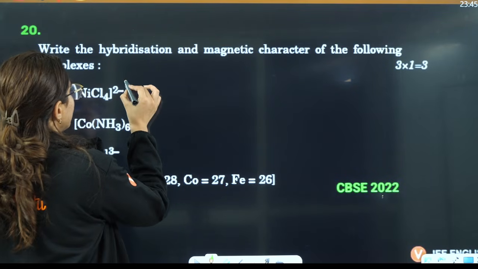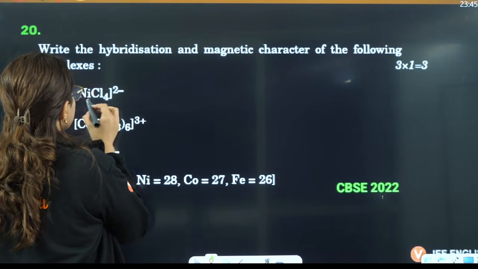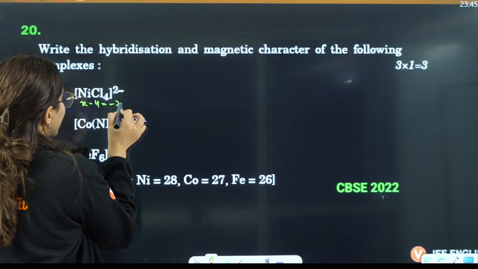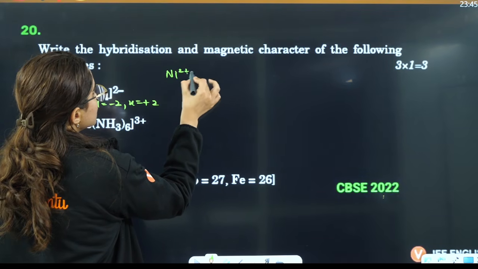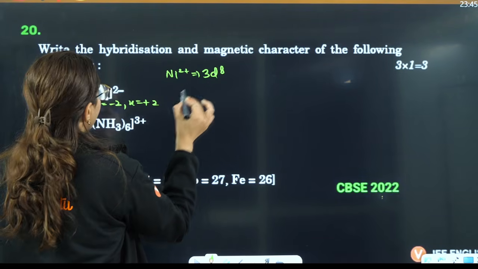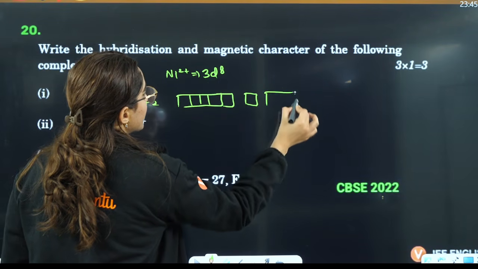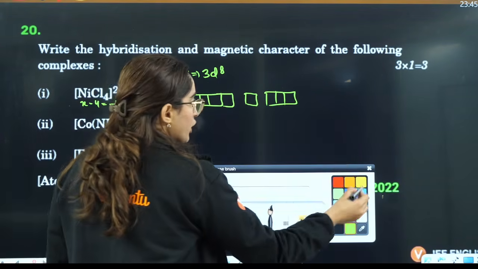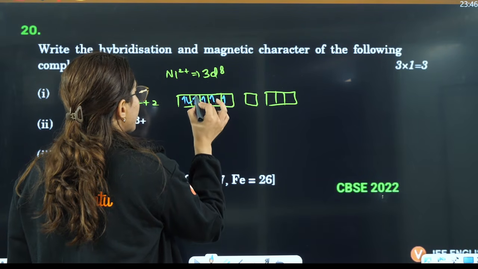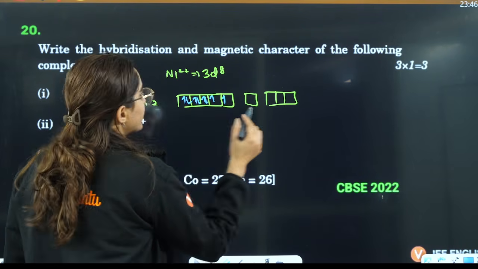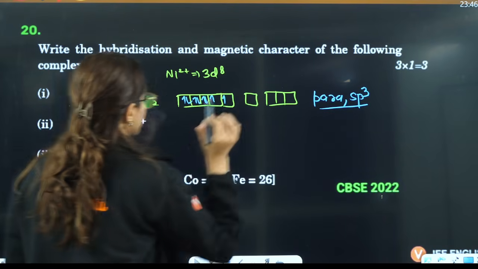So for nickel, firstly write down the oxidation state of nickel. That is x minus 4 is equal to minus 2, that is x is equal to plus 2. So nickel plus 2 oxidation state is nothing but 3d8, and this is a weak field ligand. So here you will have no pairing. So 1, 2, 3, 4, 5, 6, 7, 8. So it will be paramagnetic with sp3 hybridization.